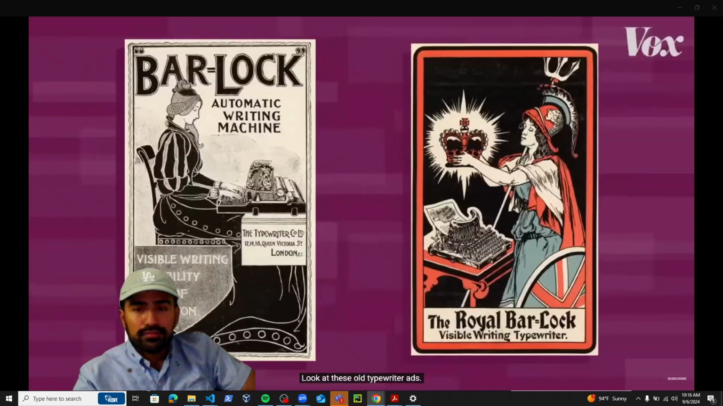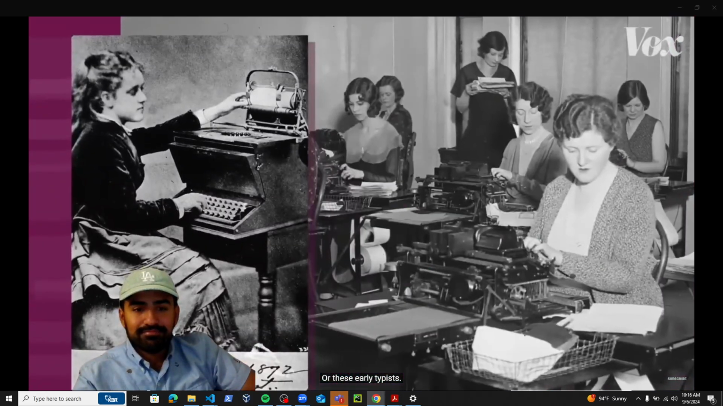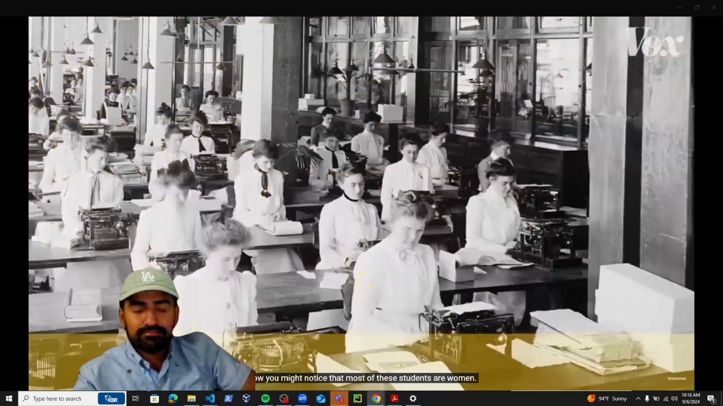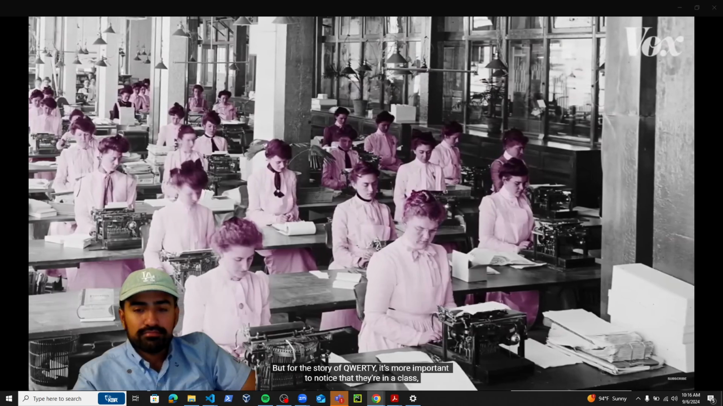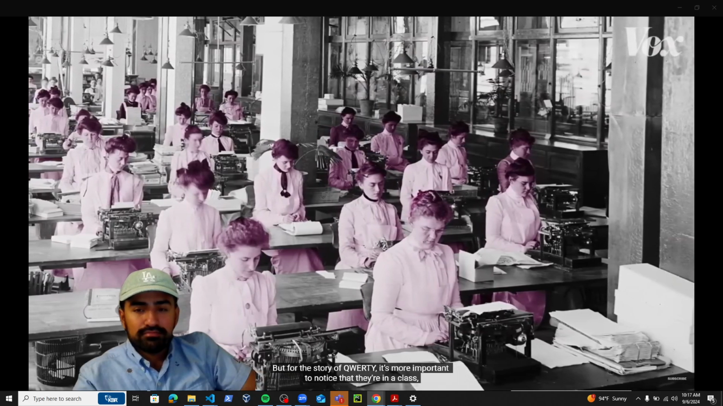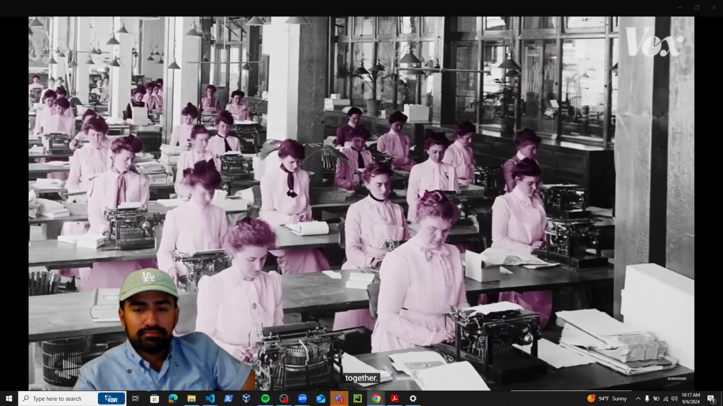Look at these old typewriter ads, or these early typists. Now you might notice that most of these students are women. That is worth noting, but for the story of QWERTY, it's more important to notice that they're in a class, together.